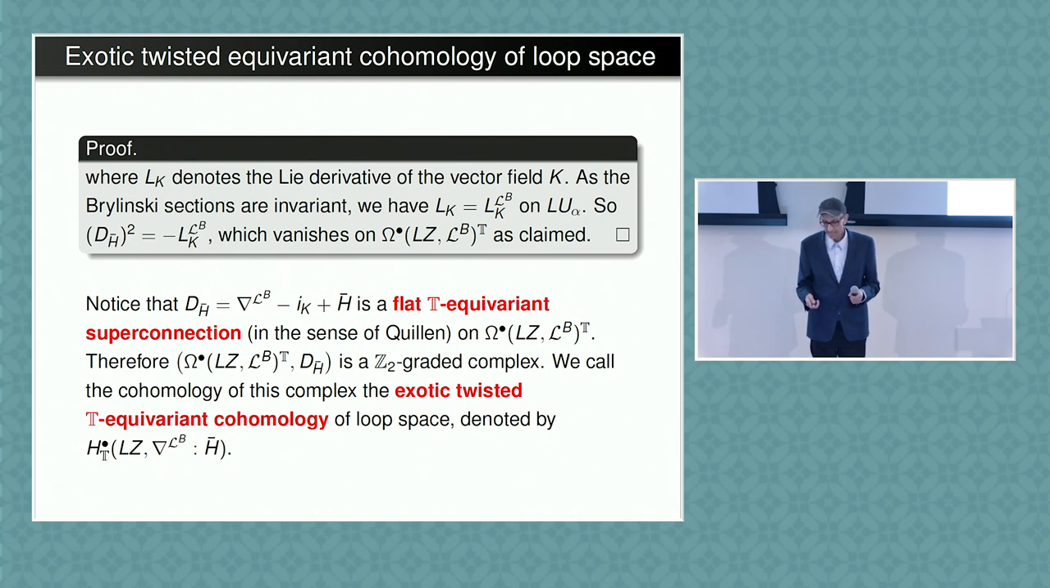So this is a flat, d H bar is a flat circular equivariant superconnection in the sense of Quillen on the space of these exotic differential forms. So this is a Z2 graded complex: forms on loop space with values in LB and circular equivariant with respect to this differential. It's a Z2 graded complex. The cohomology of this complex is what we denote as this equivariant exotic twisted cohomology.